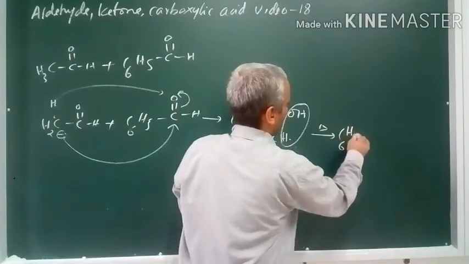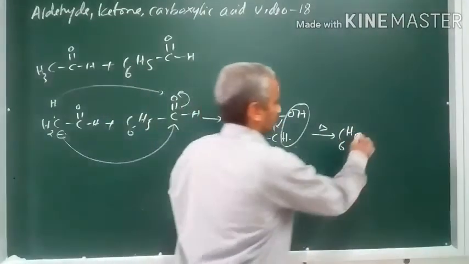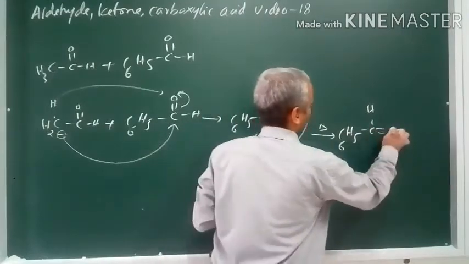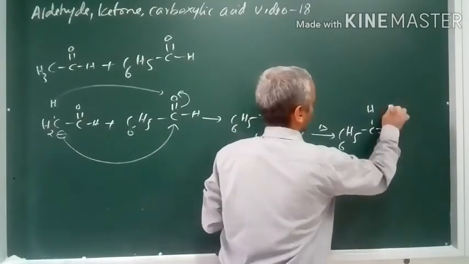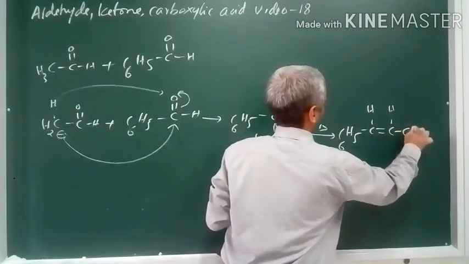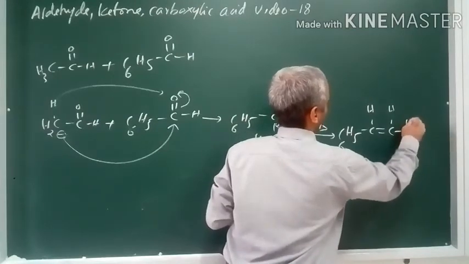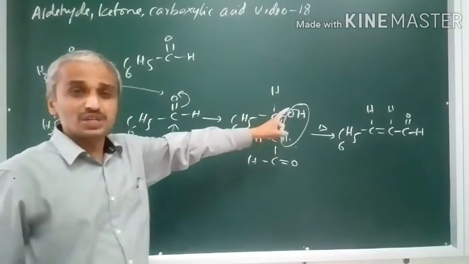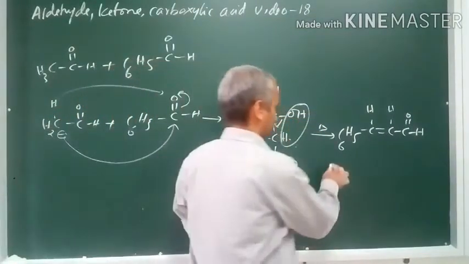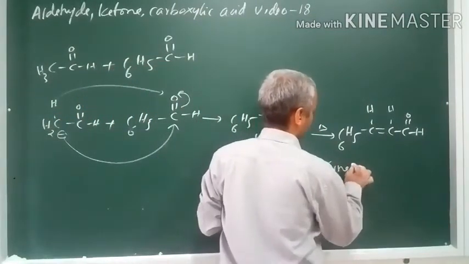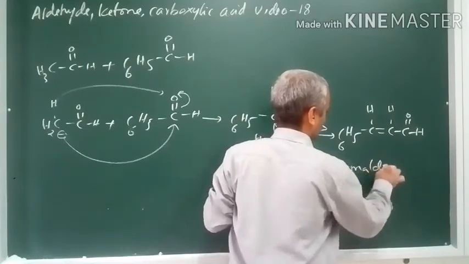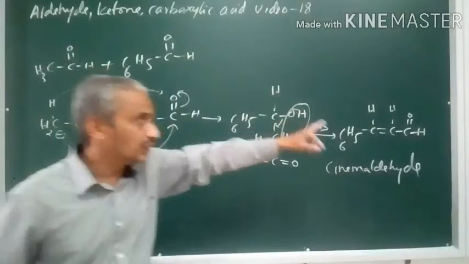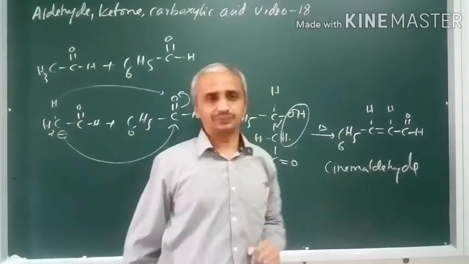So on heating, what I am going to get? C6H5CH, then double bond CHO. This is called cinnamaldehyde. Or if the COH is there, cinnamic acid.